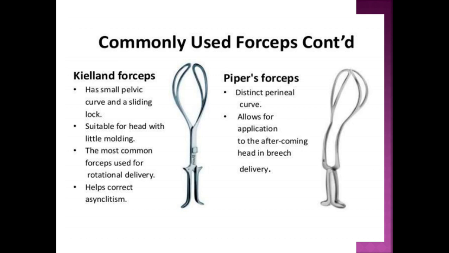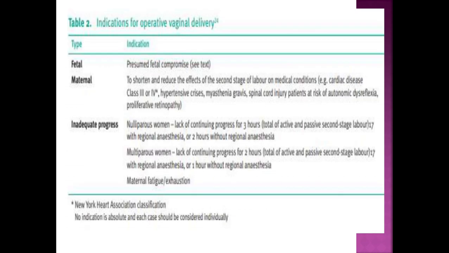Here you see two other types, two important types of forceps. On the right side, the Piper forceps. The special criteria for the Piper forceps is it has distinct perineal curve, so it allows for application to the aftercoming head in breech from the abdominal surface. While the Kielland forceps, which is the rotational forceps, has small pelvic curve and a sliding lock. This allows for both the rotation and traction in one application. It's suitable for head with little molding. The most common forceps used for rotational delivery helps correct asynclitism.